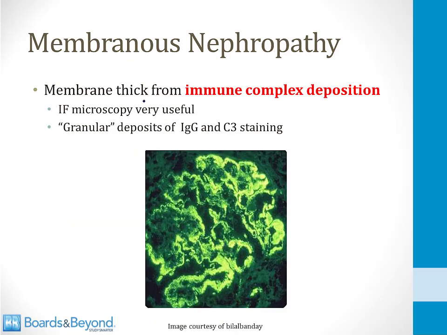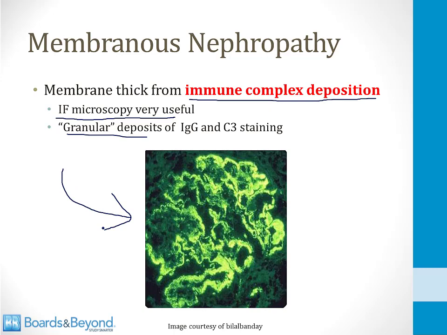The reason the membranes are thick in membranous nephropathy is from immune complex deposition. Antigen-antibody complexes deposit in the basement membranes of glomerular capillaries in membranous nephropathy, and that leads to the nephrotic syndrome. Because immune complexes are involved, immunofluorescence microscopy is very useful in membranous nephropathy. It will demonstrate granular deposits of IgG and C3 in renal biopsy samples. This is an example of granular staining shown on the screen here.